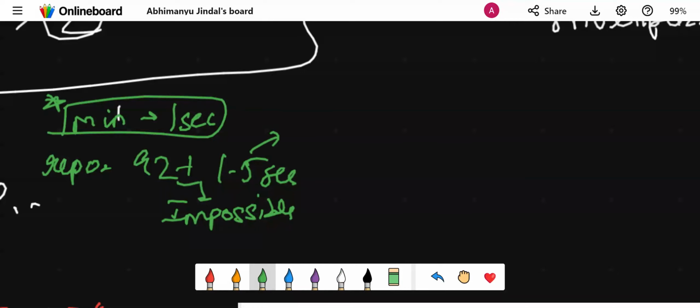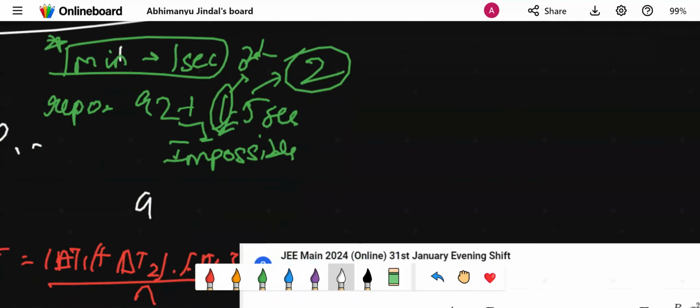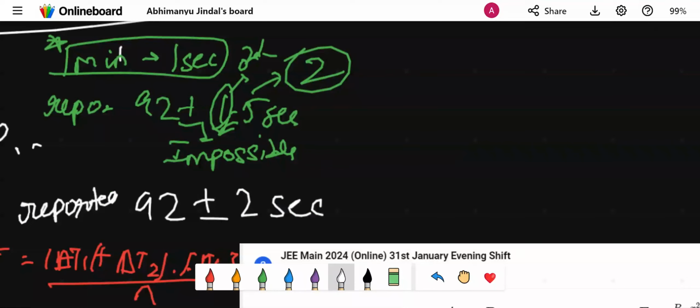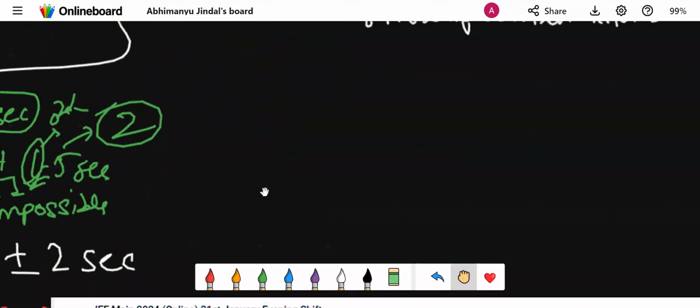And using our rounding rules, we can say that this is going to become 2, because the number right here is odd, and when it's an odd number, it goes to the next number, which is even. So 92 plus minus 2 seconds is our reported mean. Okay, so this was the rule about minimum division.